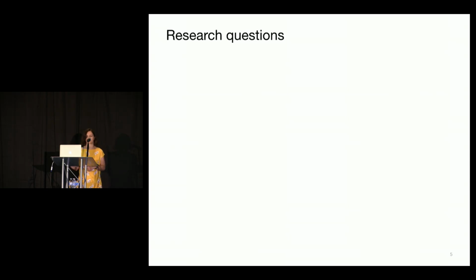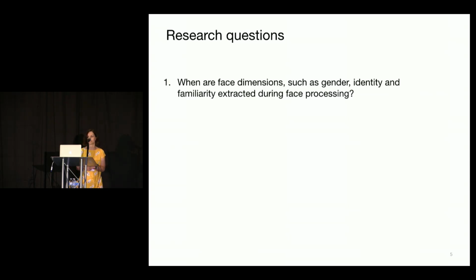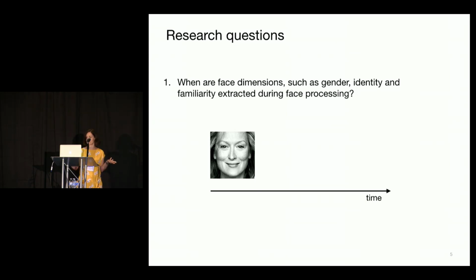In particular, we want to ask two main questions. First, when are face dimensions such as gender, identity, and familiarity extracted during face processing? You could imagine that when you see a face, the first thing that comes up is the gender of the face. A bit later, you extract the identity. And then after some time, you also extract the familiarity of the face and maybe some memory associated with that person and so on. You could also imagine that all these things happen at the same time and are processed interdependently. They could be processed late during the processing. They could also be extracted very early during processing. So that's one thing we want to find out.